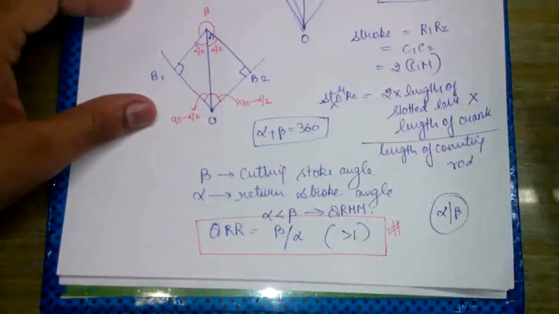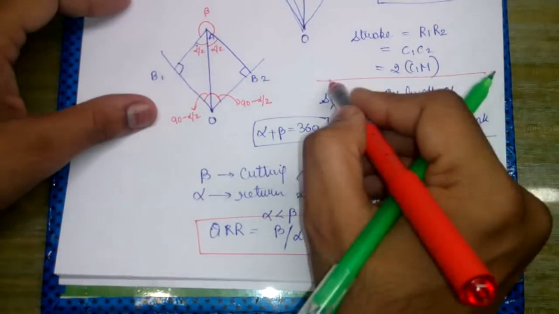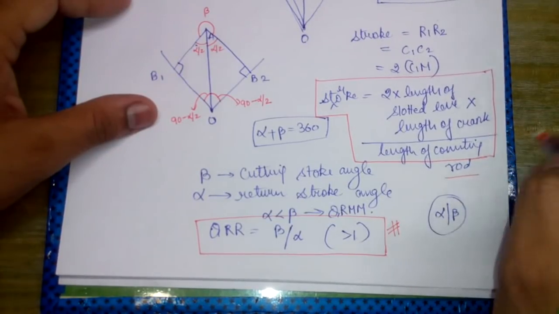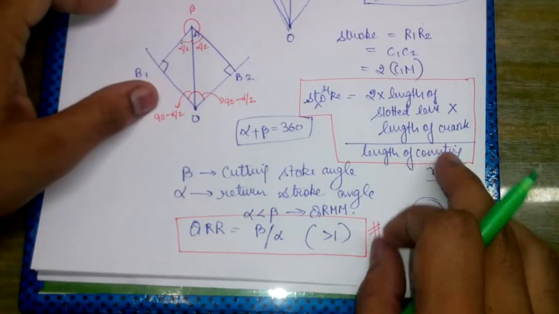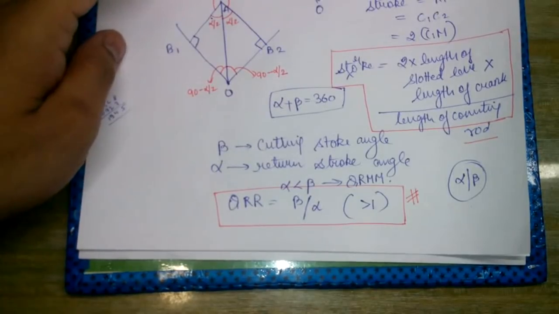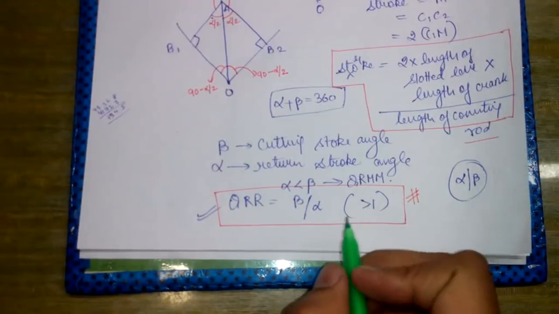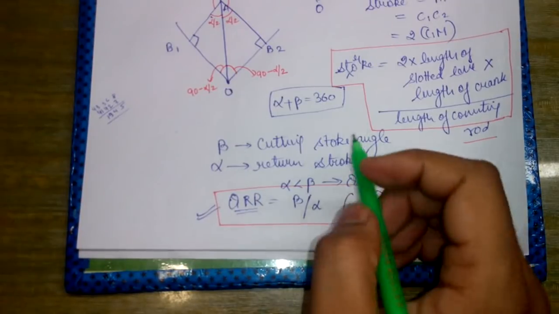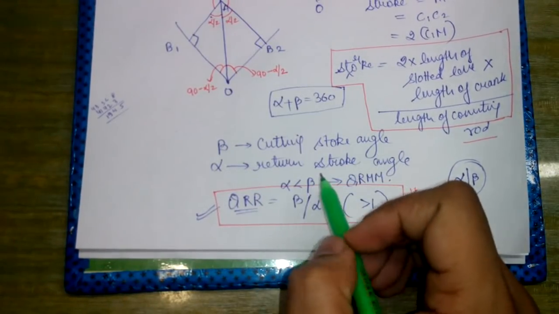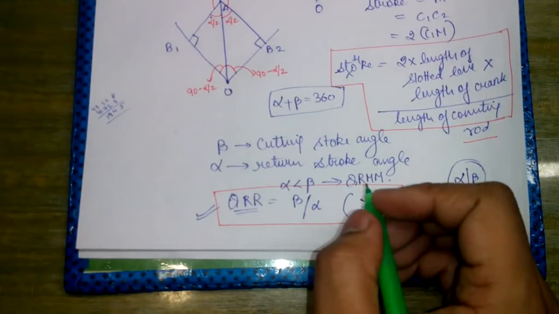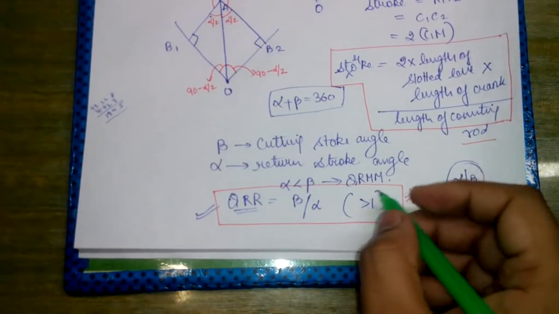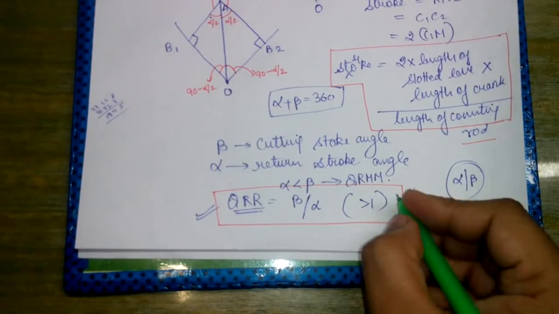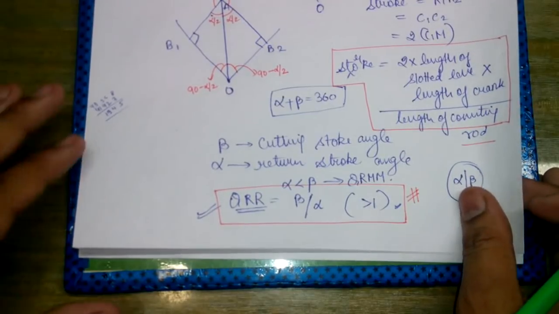So these are the important formulas: the stroke length is equal to 2 into the length of the slotted bar into the length of the crank, whole upon the length of the connecting rod. The length of the connecting rod comes in the denominator. A very important concept to remember: if the value of the quick return ratio is given greater than 1, then we take it as beta upon alpha, else we take it as alpha upon beta. Normally it is beta upon alpha, and it is generally greater than 1.